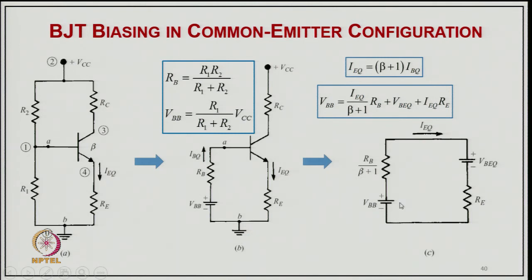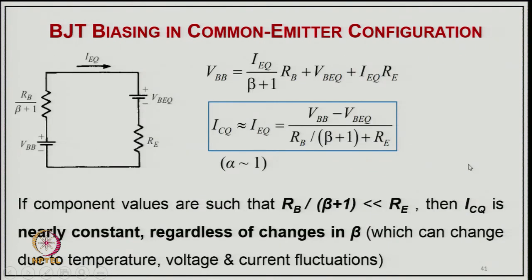So, you will have typically this voltage here, then this is the equivalent gain corresponding to the transistor, and then you have the voltage drop VBEQ as well as the resistance there. This resistance changes to RB upon (beta plus 1) because of the transistor operation, and you get this kind of circuit finally in this case.